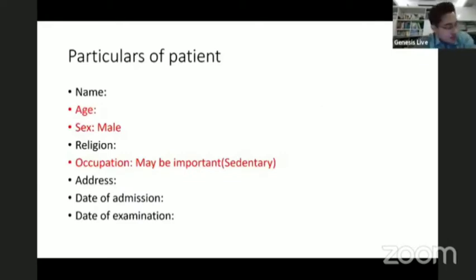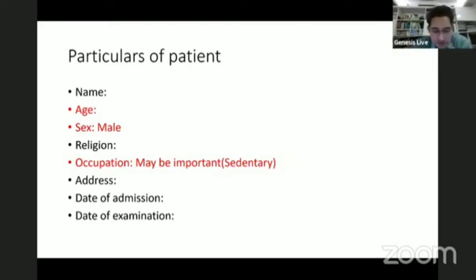Okay, so what happens is first you have to take the history. History starts with the particulars of the patient. Now, what are the important points that are pertinent to a case of peripheral vascular disease? Age is always important in any case. Age, in case of peripheral vascular disease, it affects patients of all age groups.